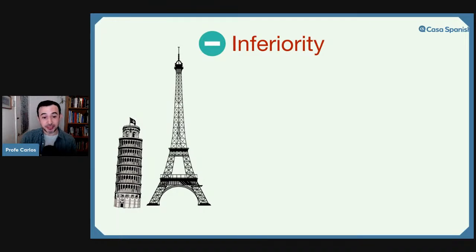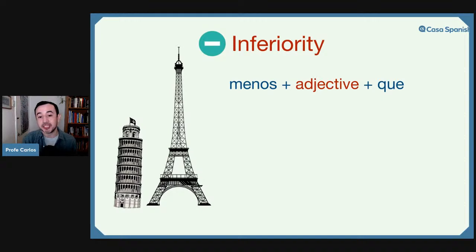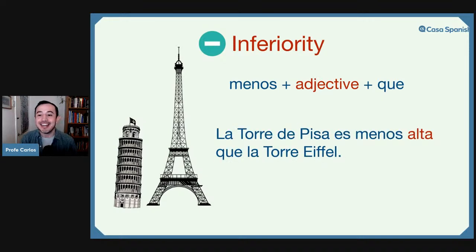Let's go to inferiority. We have two objects here: menos plus an adjective plus que. So basically the structure is the same. Menos, less, plus an adjective plus pronoun que. La torre de Pisa es menos alta que la Torre Eiffel. So alta, because we are agreeing with la torre, which is feminine and singular. La Torre de Pisa es menos alta que la Torre Eiffel.